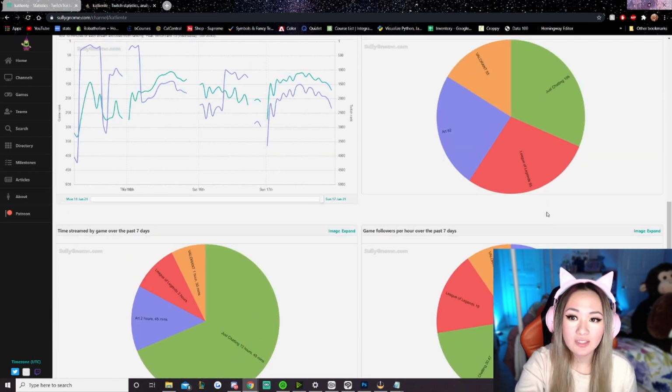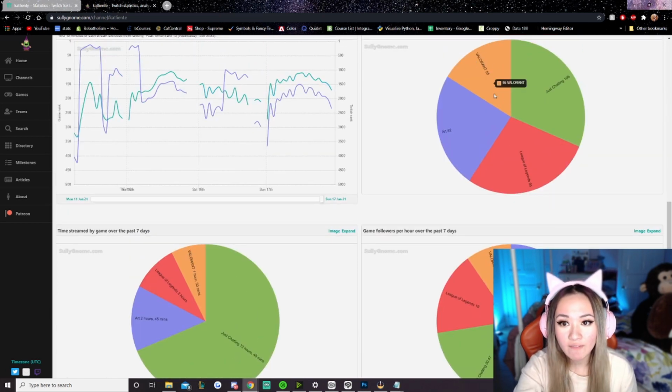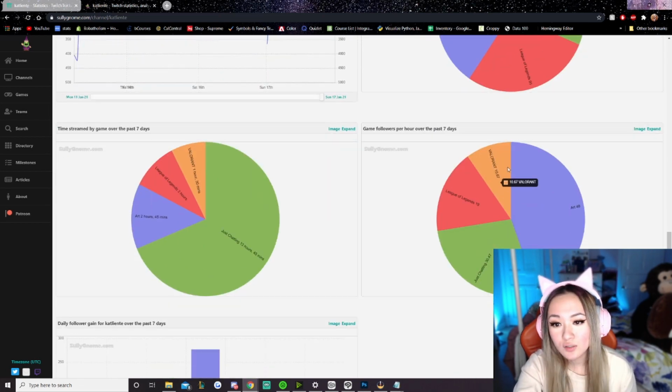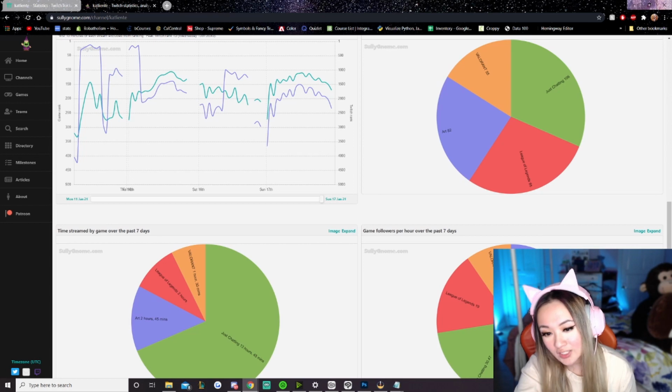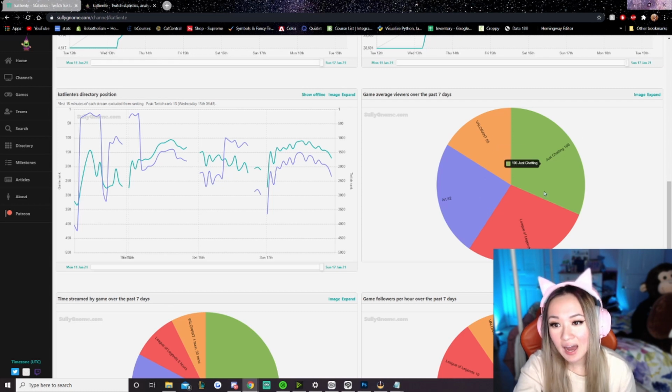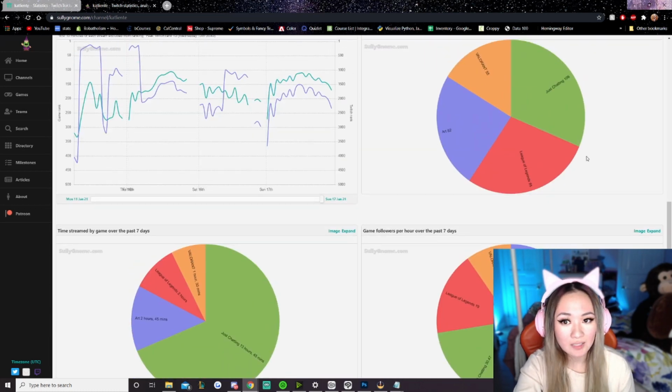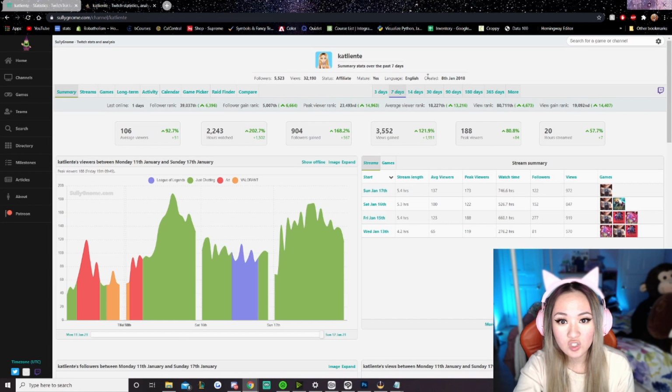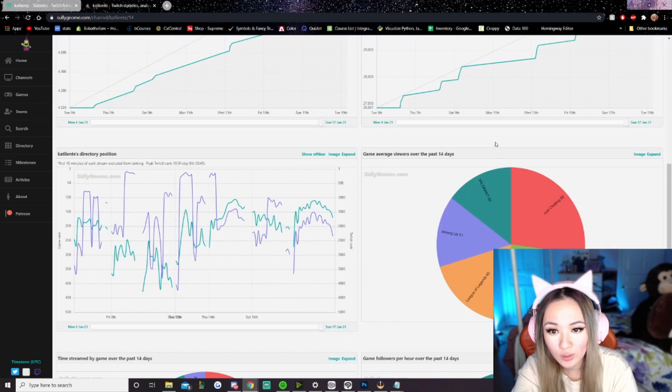You can already take a look and see, wow, in Valorant I average the least amount of viewers. I also average the least amount of followers per hour by a long shot. Valorant is a fifth of what I average on art. And for Valorant, it is again half of the average viewers. So if you look at this data right here, and this is just for the past 7 days, but we can look at the past 14 days too.